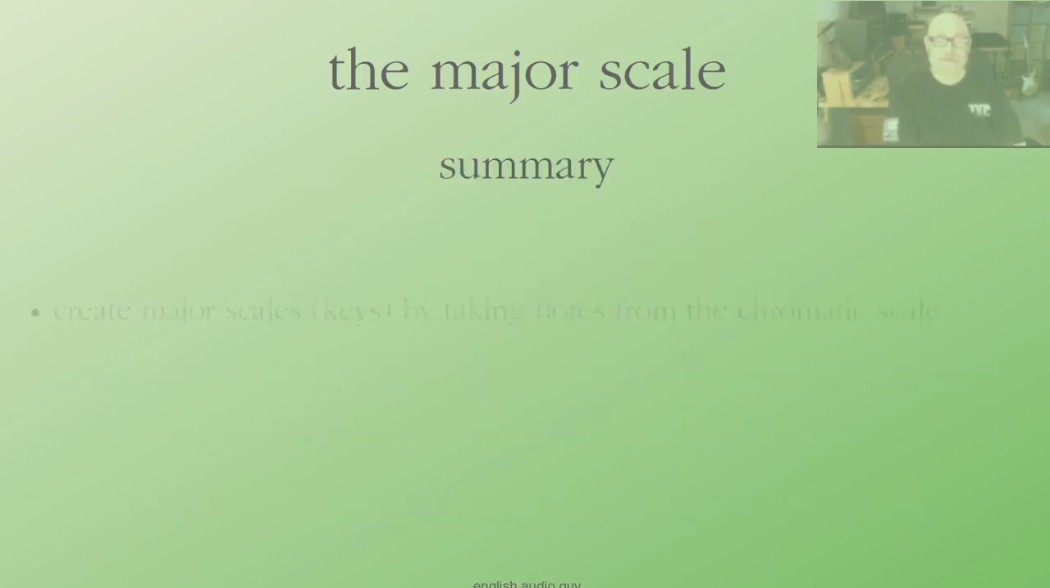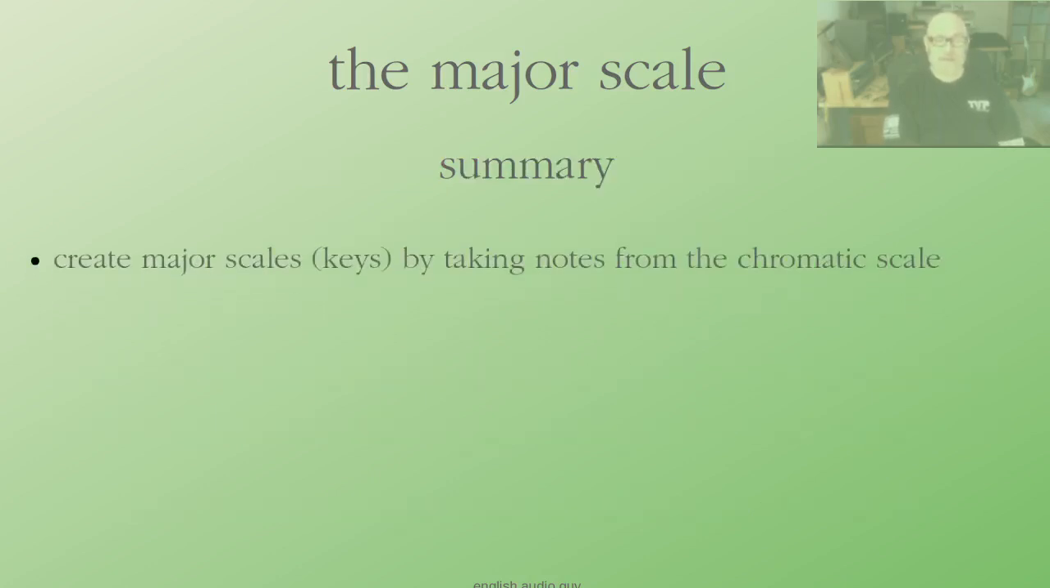Okay, so here's the summary. We create major scales as keys by taking notes from the chromatic scale. The major scale formula is whole, whole, half, whole, whole, whole, half. A whole step is 2 half steps stacked on top of each other.